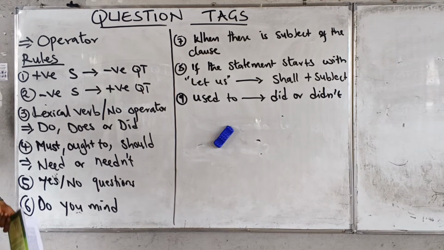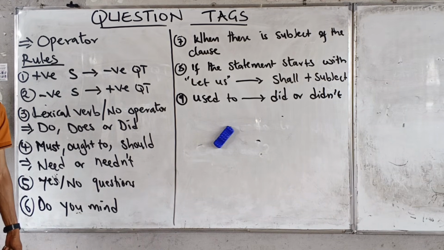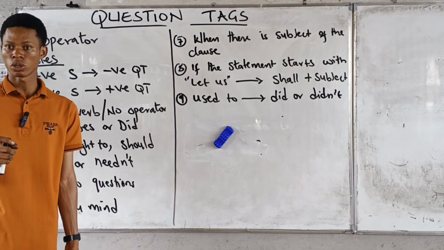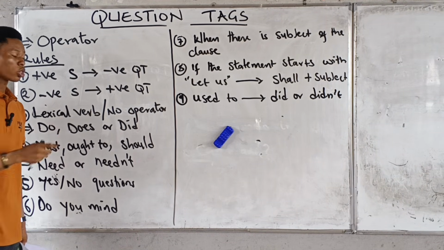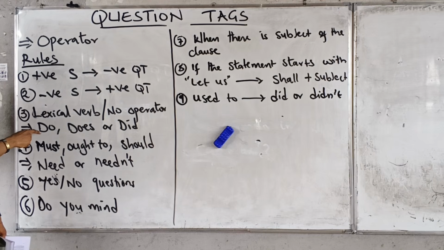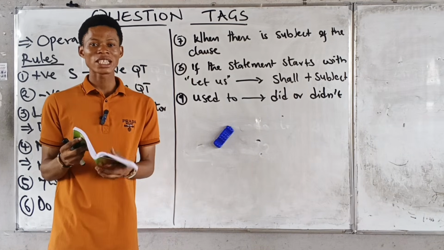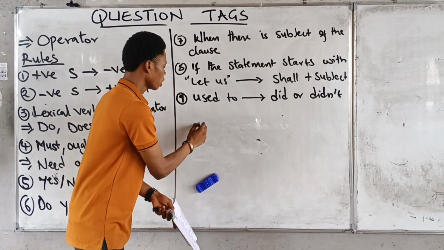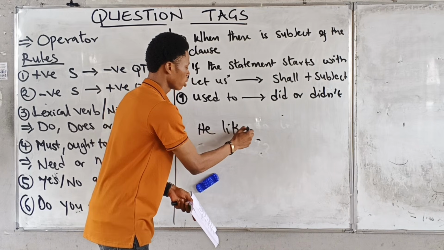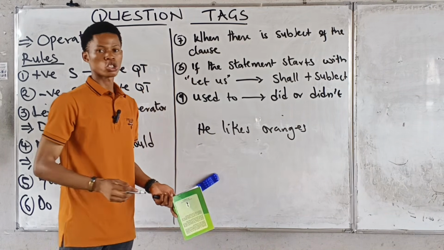All right, so the next one: lexical verb. If there is a lexical verb, your verb now, and there is no operator, you know an operator is what changes the statement to a question. If there is only a lexical verb and there is no operator in the sentence, what do you use? You use do, does, or did. For example, "he likes oranges." Now look at this statement. Convert this statement to a question for me first of all.